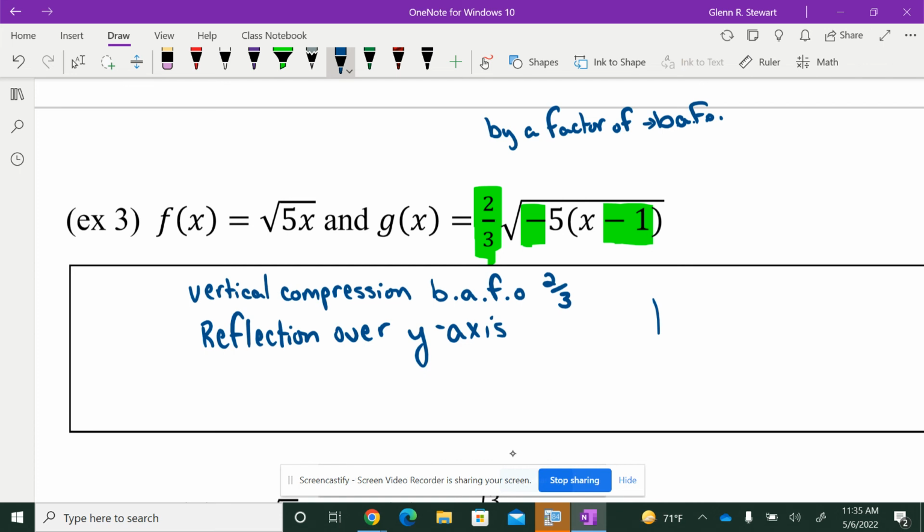All that means is that if I have a figure that looks like this, I'm reflecting it over, and the new figure would be on the opposite side of the y-axis. Last but not least, I've got that minus 1, and it is on the inside, so that would be a shift right 1. Good.